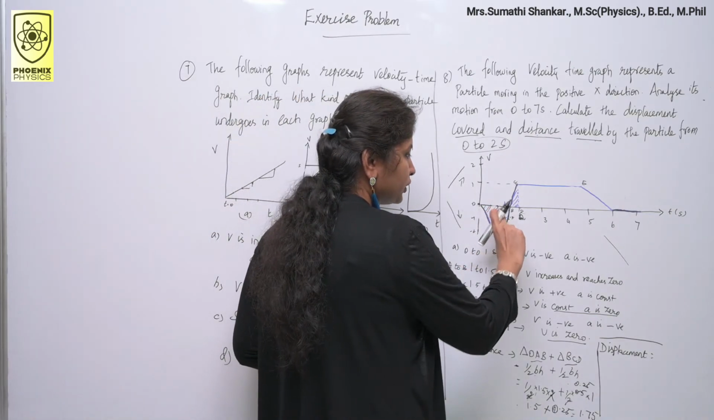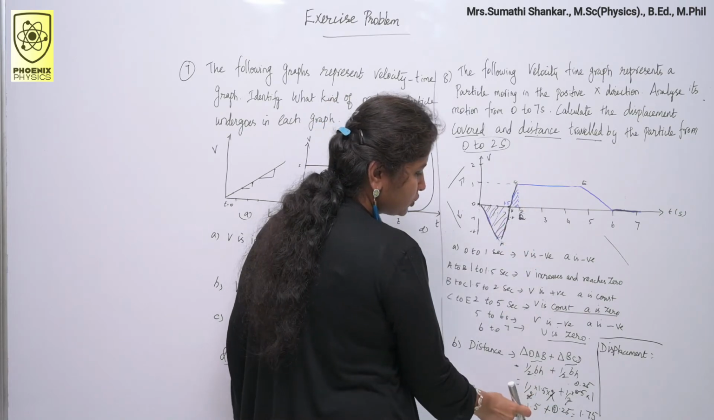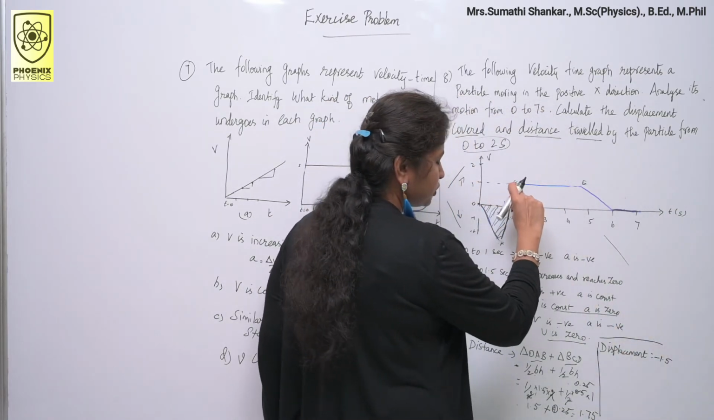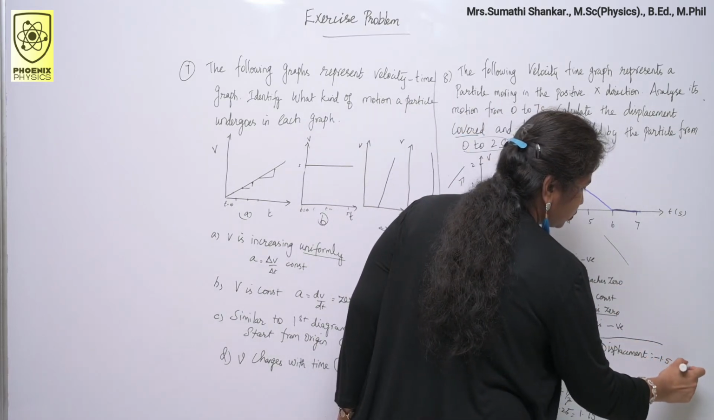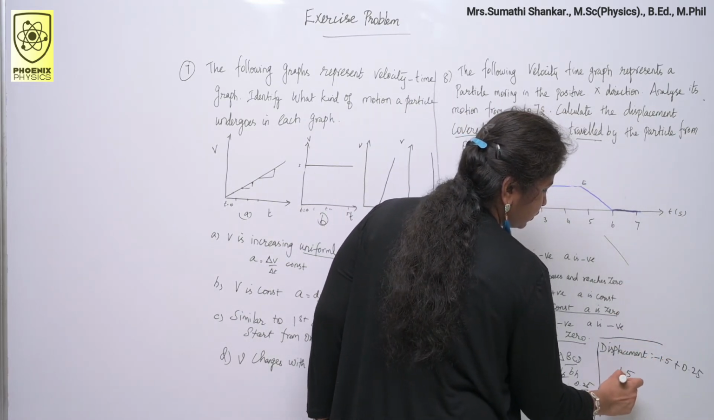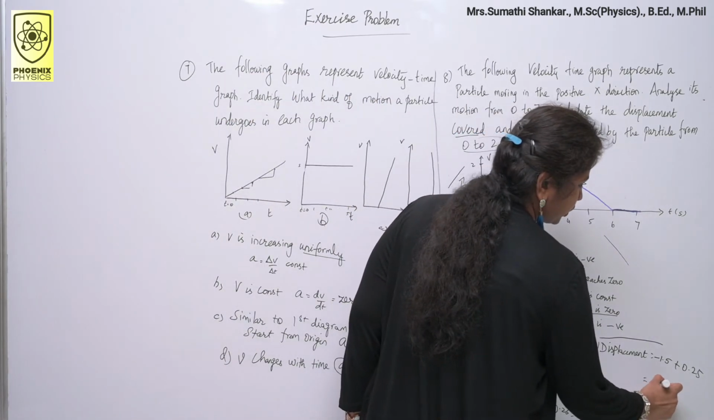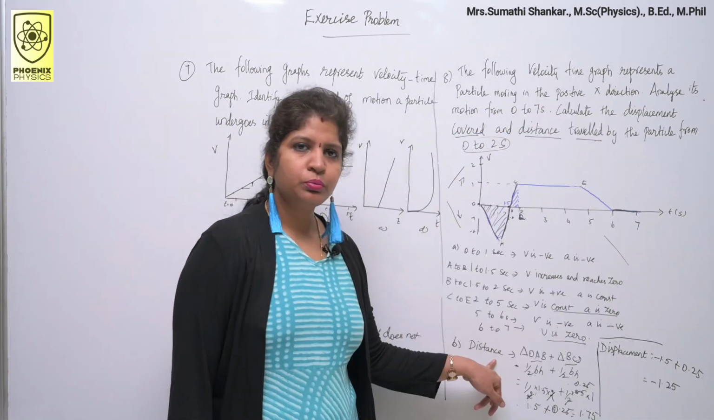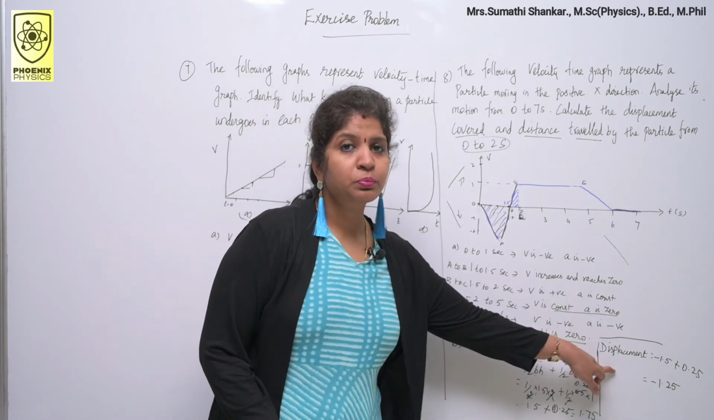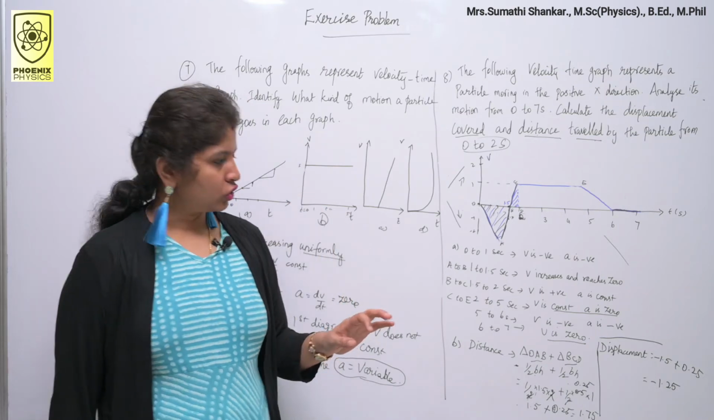This triangle is in the negative direction and this triangle is in the positive direction. This triangle value is minus 1.5. Here this is positive value plus 0.25. Your answer is 1.5, 0. Your answer is minus 1.25. Distance means we have to take only the magnitude. If it is displacement, we have to consider the direction also.